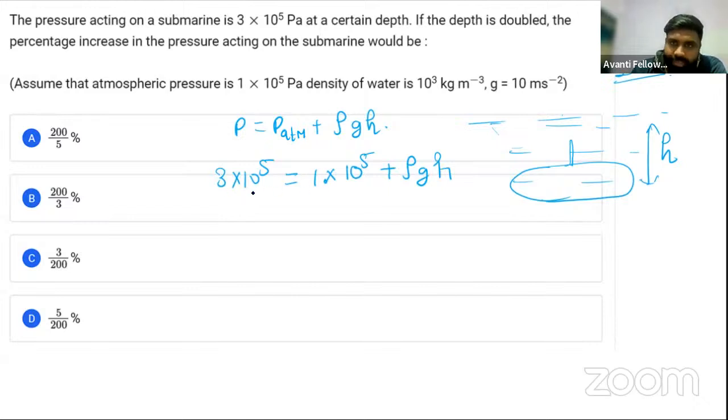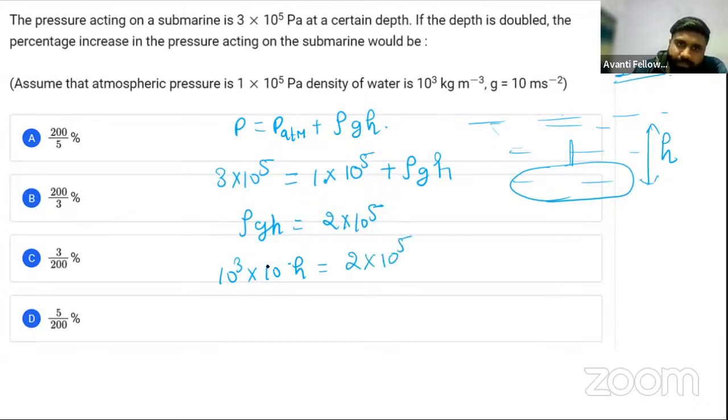Now this you can cancel out. So this is 3 into 10 raised to the power 5. This is 1 into 10 raised to the power 5. So rho g h you will have as 2 into 10 raised to the power 5. Now rho is given to you, 10 raised to the power 3. g is 10. h, 2 into 10 raised to the power 5. This will become 10 raised to the power 4. It will cancel out the 4 power. So the height that you will get is 20 meter.